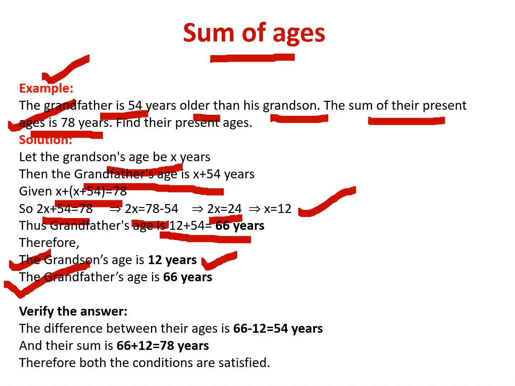Let us quickly verify the answer. The difference between their ages is 66 minus 12 is equal to 54 years, which tells us that the grandfather is 54 years older than his grandson. And their sum of ages is 66 plus 12, which is equal to 78 years, which is given in the problem. Therefore, both the conditions in the problem are satisfied.